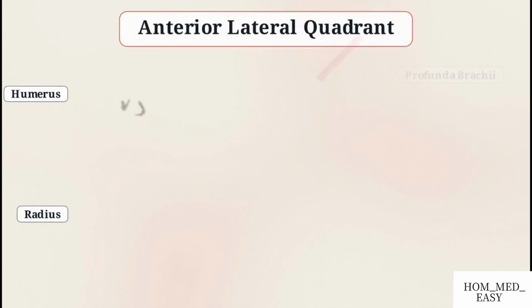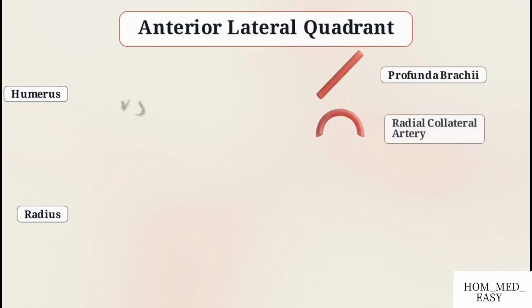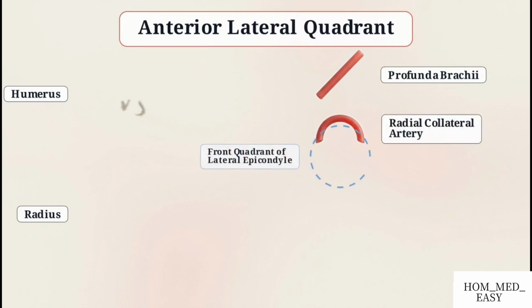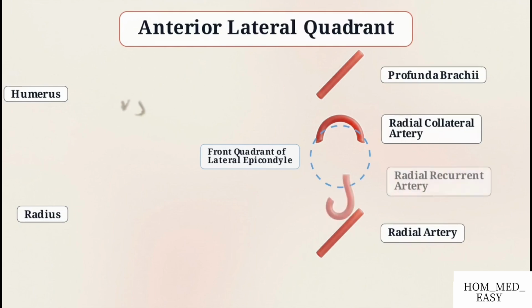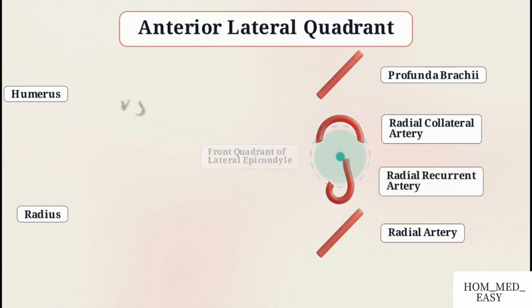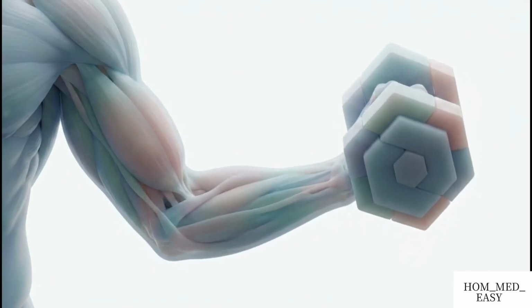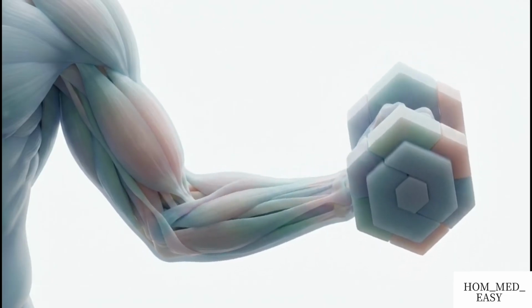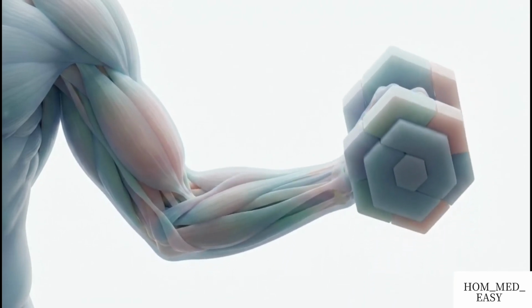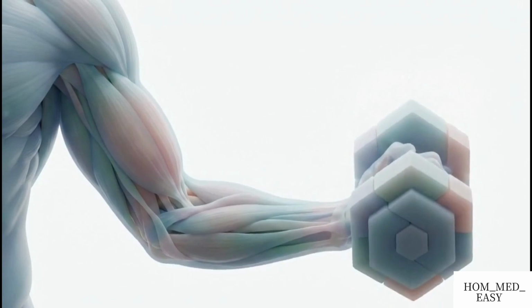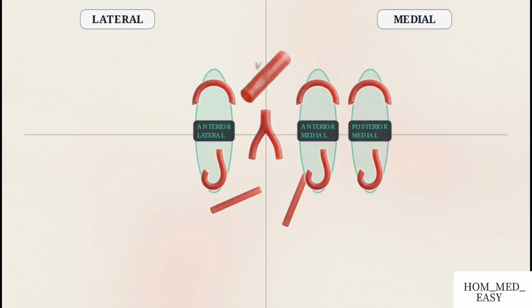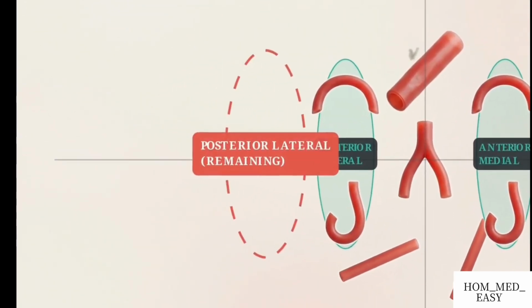Following the anterior branch of this deep system, the radial collateral artery descends directly into the front quadrant of the lateral epicondyle. It links with the ascending bypass growing from the radial system below, the radial recurrent artery. This third loop ensures that the radial arterial supply remains pressurized during highly dynamic load-bearing flexion activities, like curling a heavy weight. That leaves only one hidden quadrant remaining to complete the grid, the space behind the lateral epicondyle.